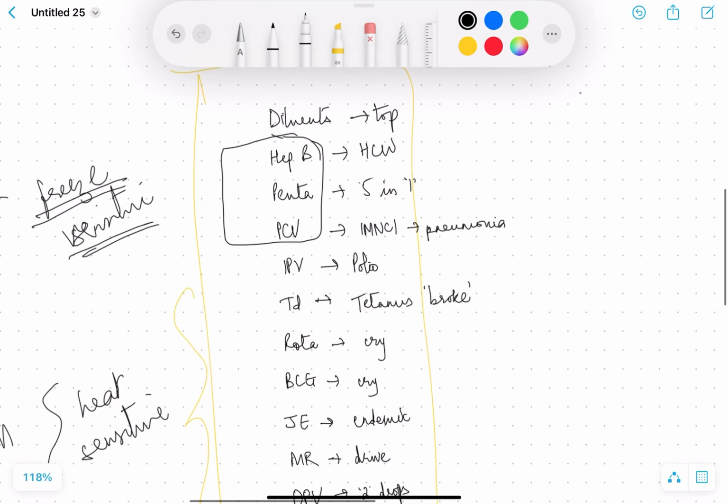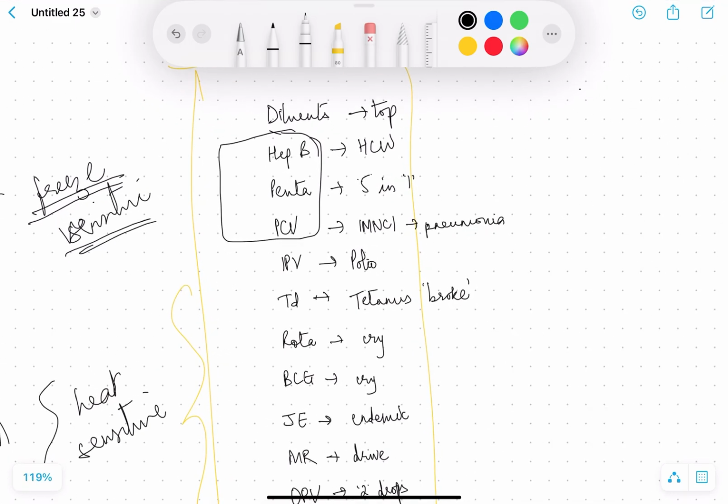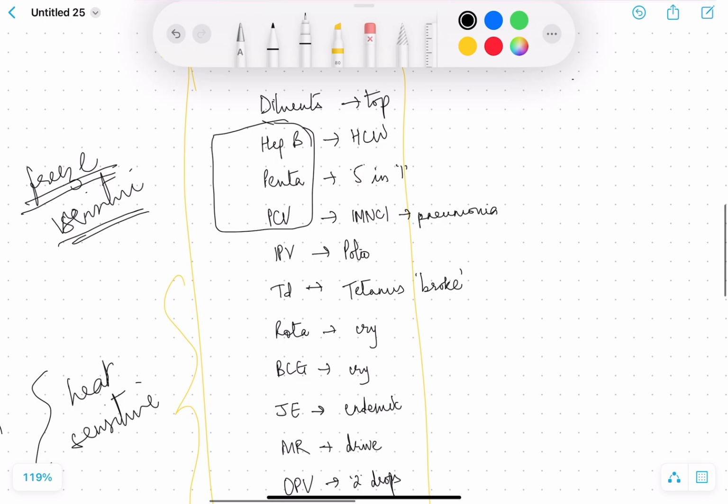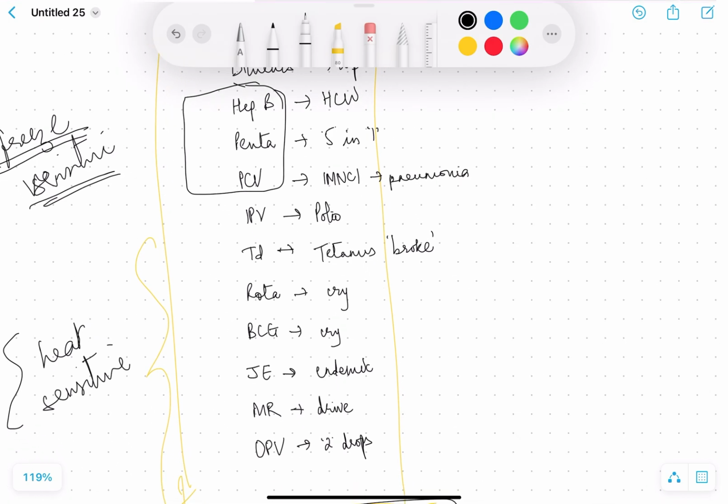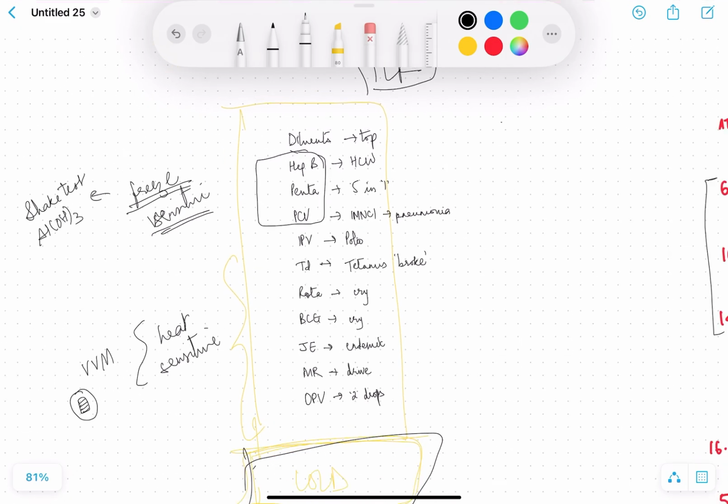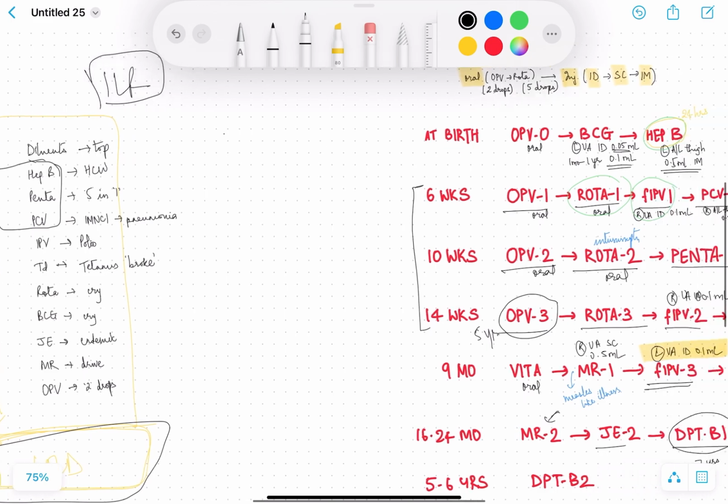So from the top, very stupid way of remembering, but remember that you have diluents first, then you have Hep B, because healthcare workers want to be vaccinated against Hep B. You have Penta, because 5 problems, 1 solution. So Hep B, Penta, PCV, because pneumonia is also an important disease, IPV, TD, which is tetanus, rotavirus, BCG, then after BCG, Japanese encephalitis, MR, and OPV. So the ones below are heat sensitive and the ones above are freeze sensitive. IPV comes in between somewhere.